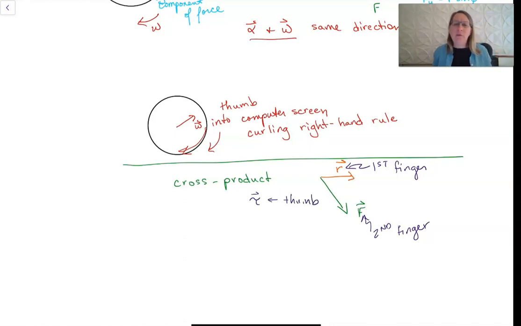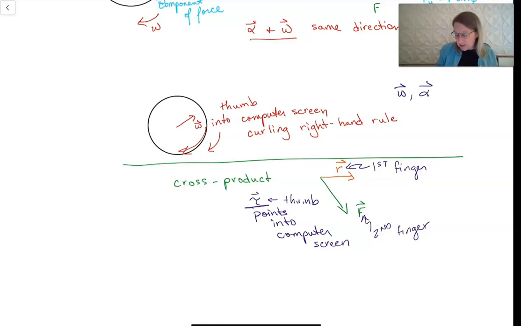So again, if you take your right hand, get it up near the screen, you get your first finger like that, your second finger sort of down along F, then I think you'll find that your thumb, again, points into the computer screen. So here we have the torque is pointing into the computer screen, and up here we see that omega and alpha, because it's speeding up, are both into the computer screen. So they point in the same direction.